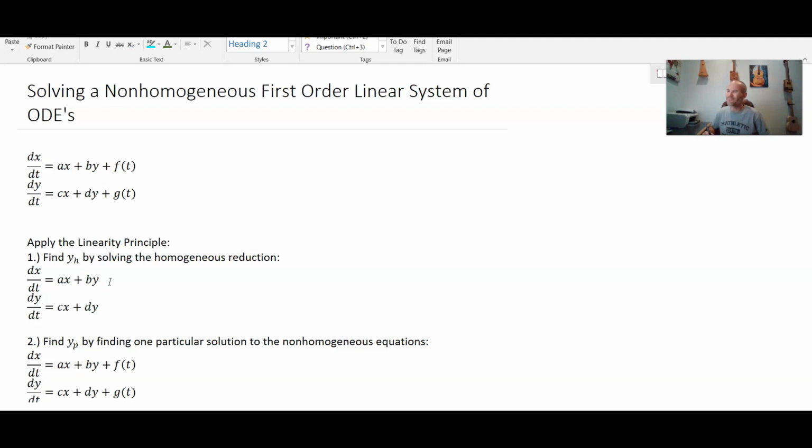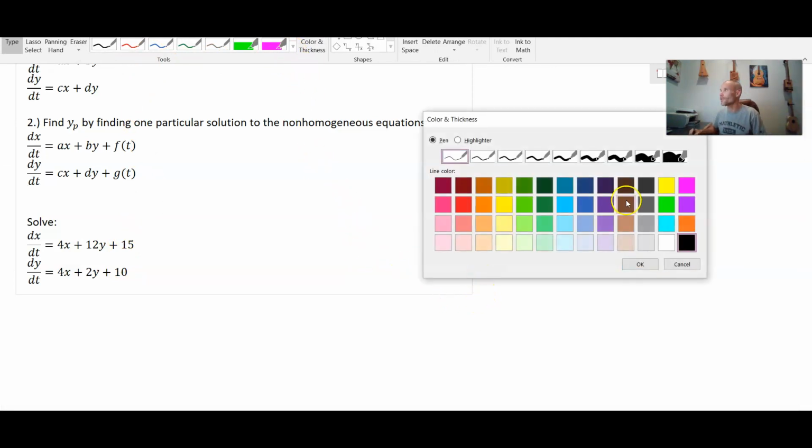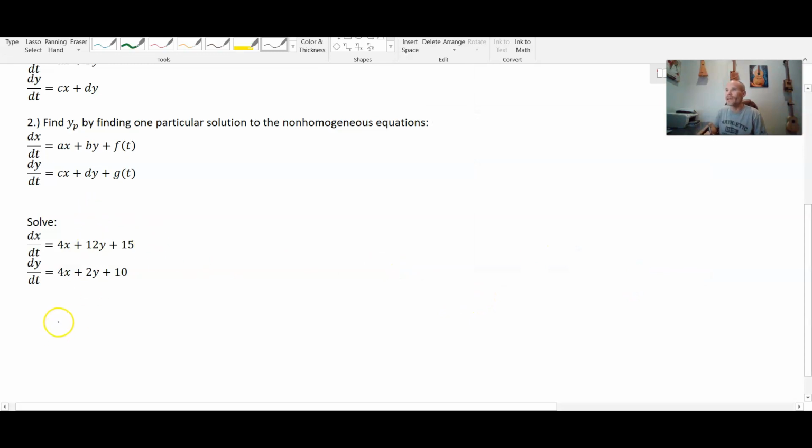Now, if these get crazy and wildly different, this approach may be vastly more difficult. But when those are specifically constants, like let's take a look at this system here, plus 15 and plus 10. If f of t and g of t are 15 and 10, then the system can be solved fairly painlessly. So let's go ahead and give this a shot. The first thing that we're going to do is solve the linear reduction, or the homogeneous reduction. So dx/dt equals 4x plus 12y, and dy/dt equals 4x plus 2y.